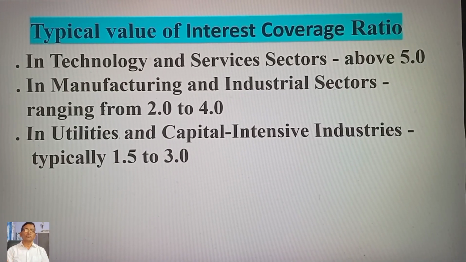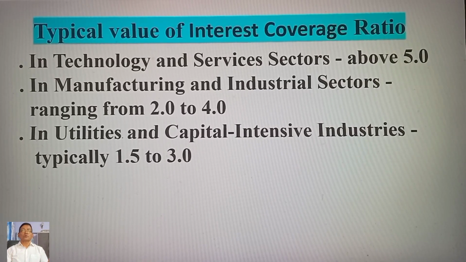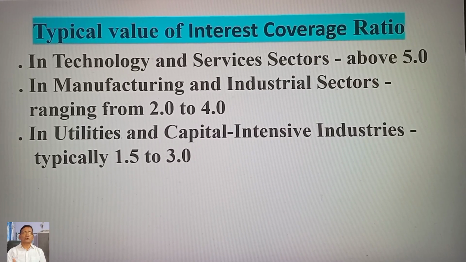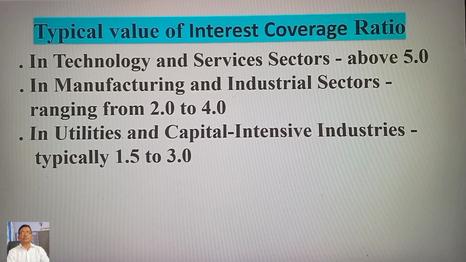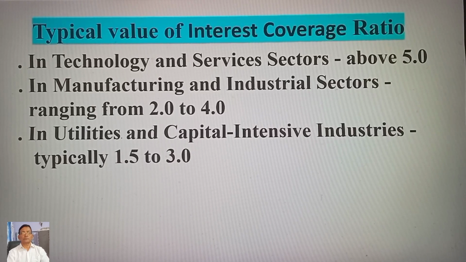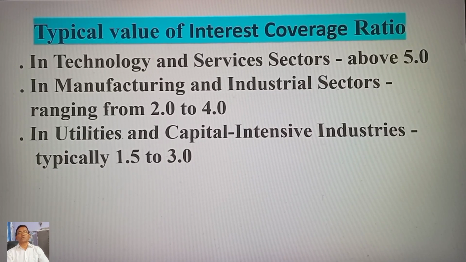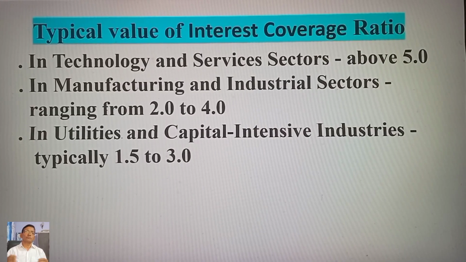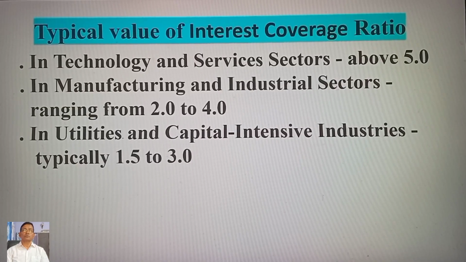In technology and service industries, interest coverage ratio is typically above 5 due to lower debt levels and higher profit margins. In manufacturing and industrial sectors, interest coverage ratio typically ranges from 2 to 4, reflecting higher capital requirements and variable profit margins. In utilities and capital intensive industries, interest coverage ratio is typically 1.5 to 3 due to significant debt levels associated with infrastructure investment.